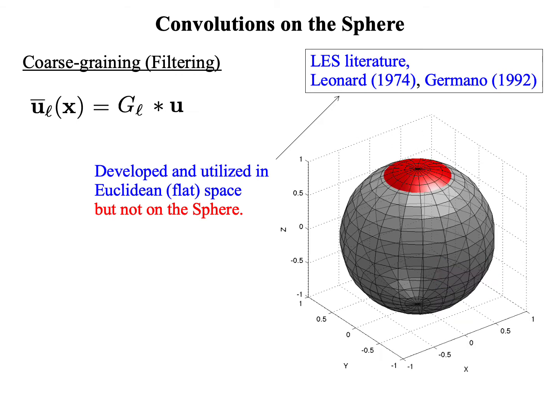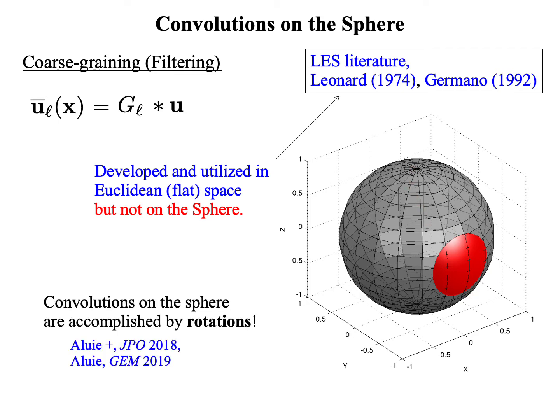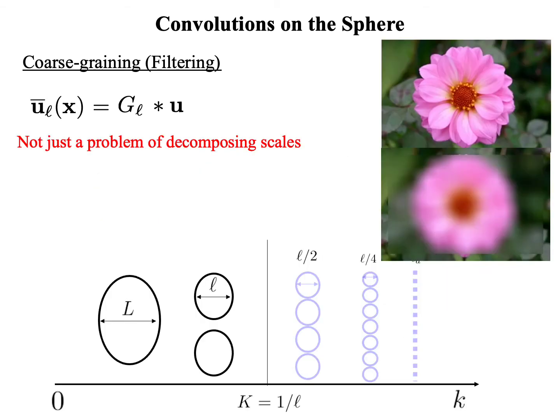What I need to do is this. Make it rotate. So convolutions on a sphere are accomplished by rotations. This is well appreciated in the applied math literature, but as far as I can tell, in the fluid mechanics literature, I couldn't find a single reference that is aware that convolutions on the sphere are accomplished by rotations. All right, this convolution on a sphere now allows me to coarse-grain a flower on the sphere.